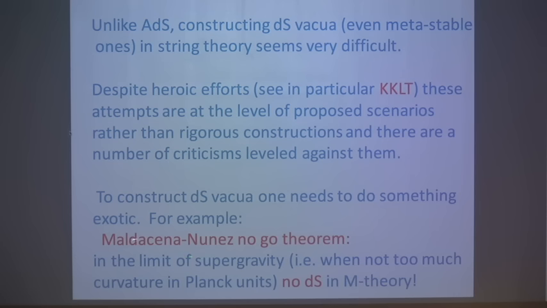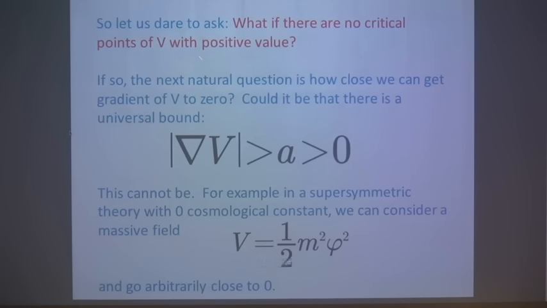This, of course, does not mean you can never get de Sitter from M theory, because you can have high curvature corrections or situations where the curvature of the manifold becomes Planckian in M theory units. So that does not prove it, but still, the simplest thing that you might think does not give you de Sitter vacua. So let us dare to ask, what if there are no critical points of V with positive value?